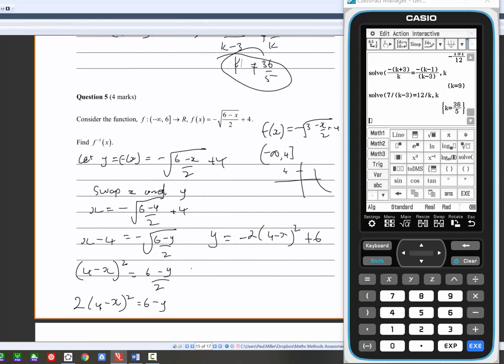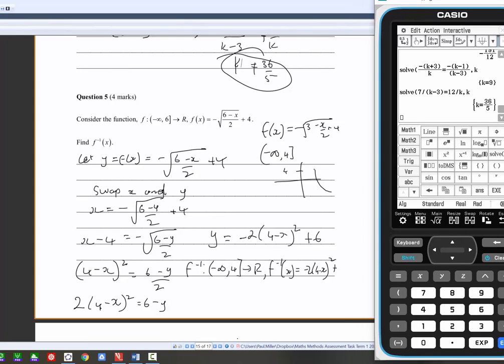We want f⁻¹. So f⁻¹ is a function such that it has a domain of negative infinity to 4 inclusive, and maps to the codomain, which is the set of all real numbers. f⁻¹(x) is equal to negative 2(4 - x)², ooh, I'm running out of space here, plus 6. Had to write it.